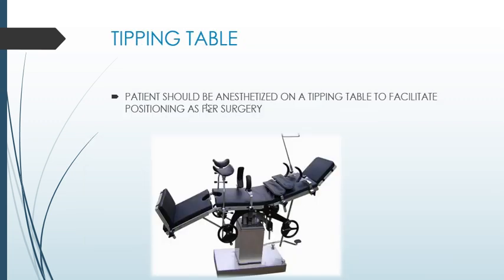Tipping table. While giving anesthesia, the patient should be on a tipping table. A tipping table is such a table which can be molded at various parts. Like here you can see this table can be turned upward, then in a downward direction, then it can be bent from this foot end, stirrups are there, then arm bends are there. So this is the tipping table which is preferred for anesthetizing the patient.